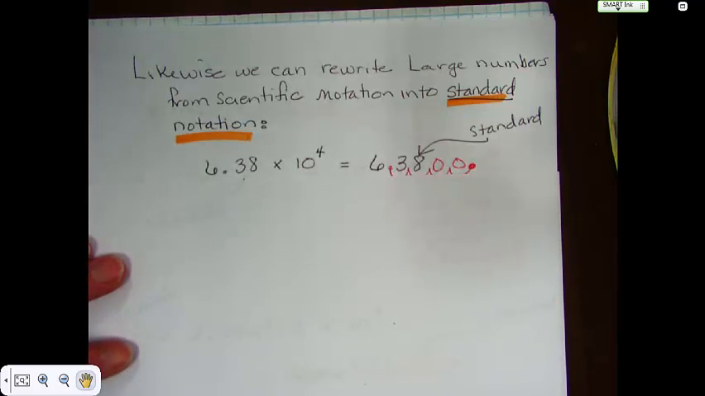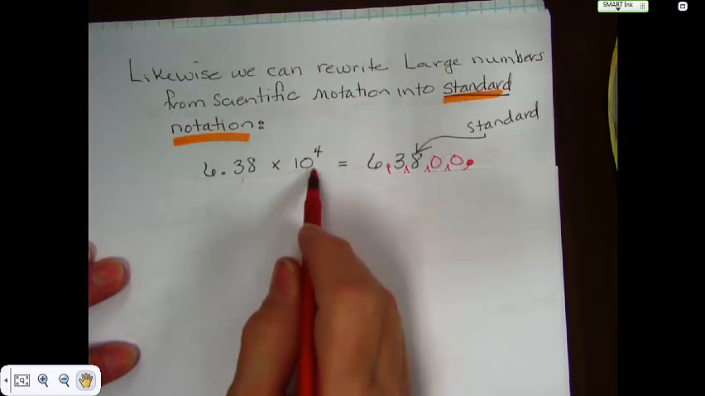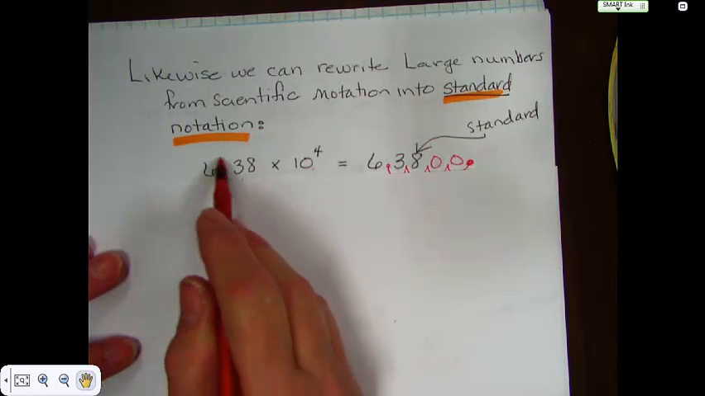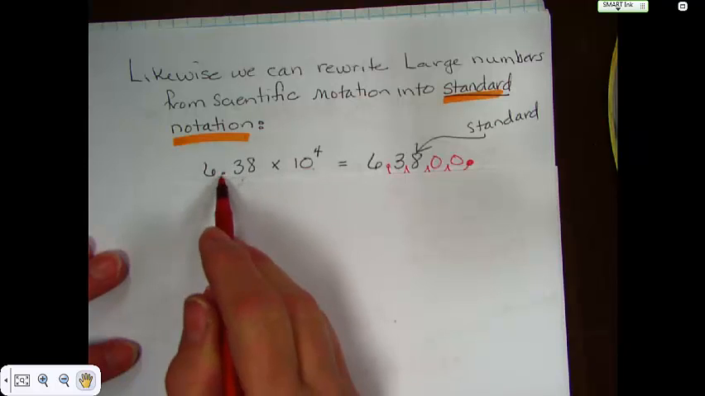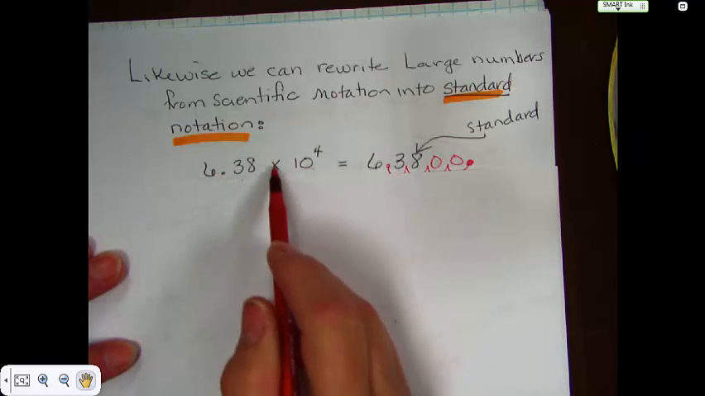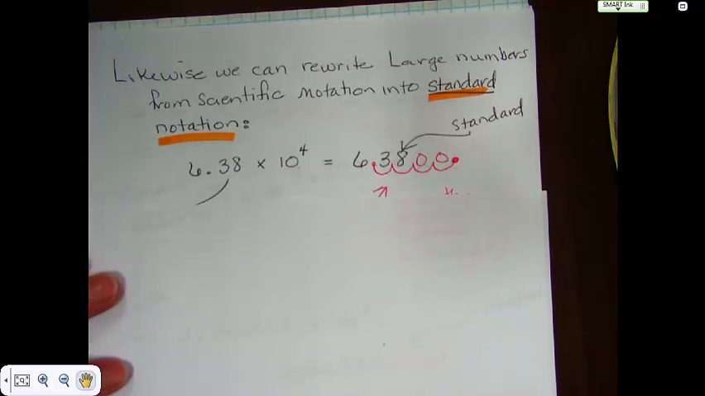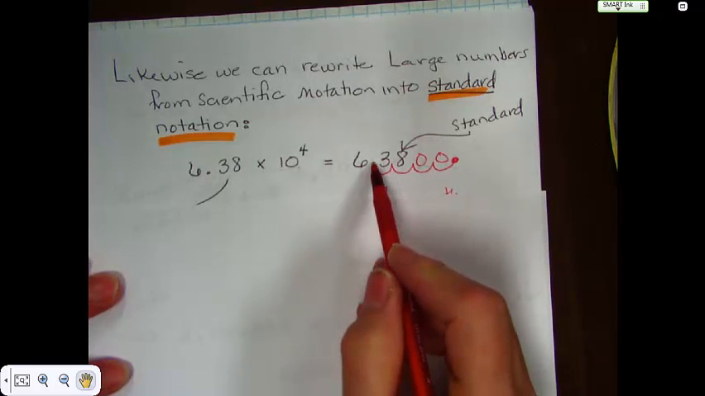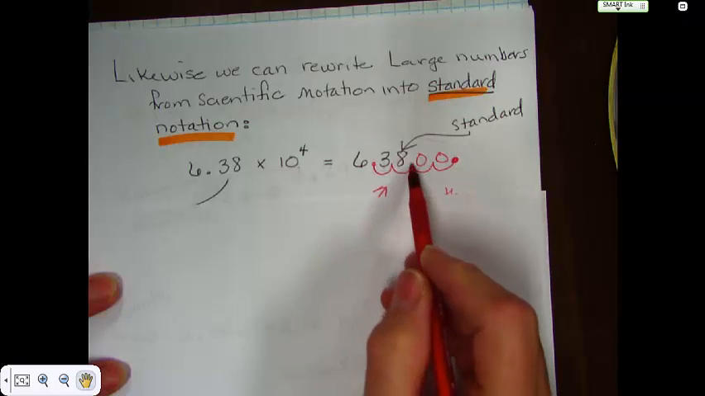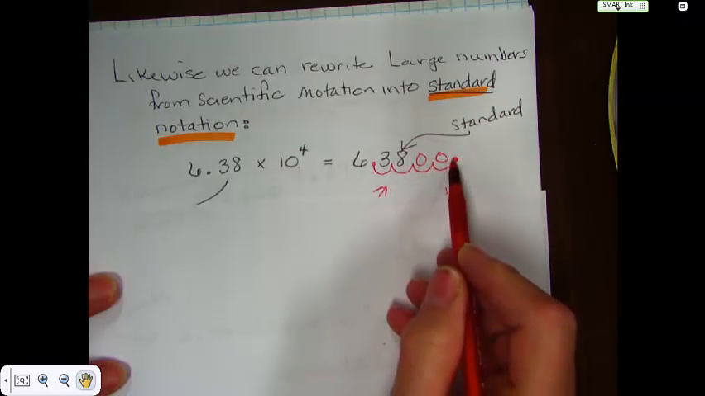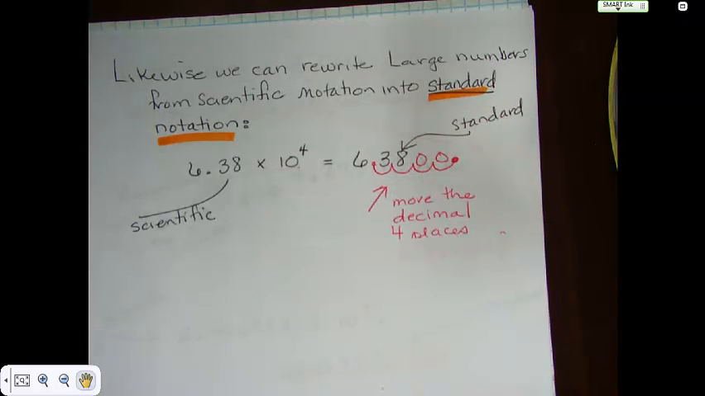So here's a number written in scientific notation. Note that there's only one number to the left of the decimal, 6.38 times 10 to the fourth power. And we're going to write it in standard notation. So we start with where the decimal place is. 1, 2, 3, 4 to the right gives us standard notation.